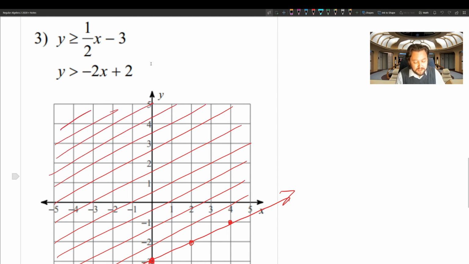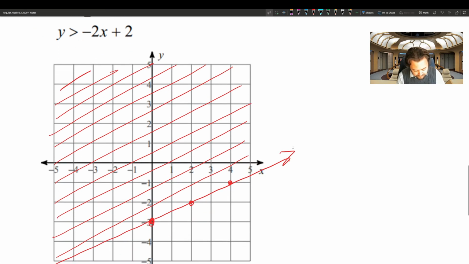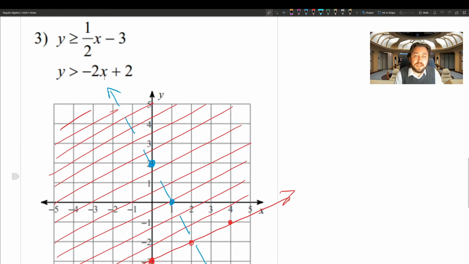Our next one I'm going to do again in blue. I'm going to start by graphing my y-intercept, which is 2, and my slope is negative 2 over 1. I'm going to check here. I don't have the equal to bar, so this is going to be a dashed line. And this one says y is greater, so we're going to be shading the up side instead of the down side.